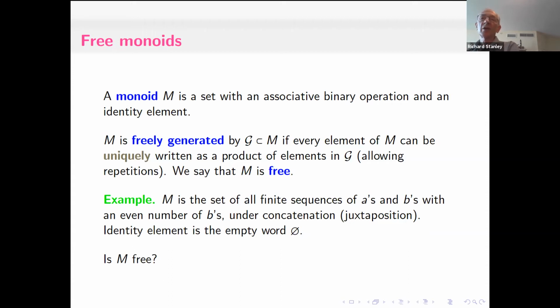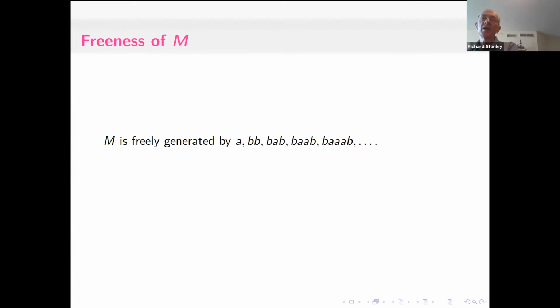So it takes a little bit of thought to see that, yes, it is free. It's freely generated by an infinite set. It's an infinite number of free generators: A, BB, BAB, BAAB, etc., BAAAB, a B followed by a bunch of A's followed by a B, together with A. So any word that has an even number of B's can be uniquely written as a product of these generators.